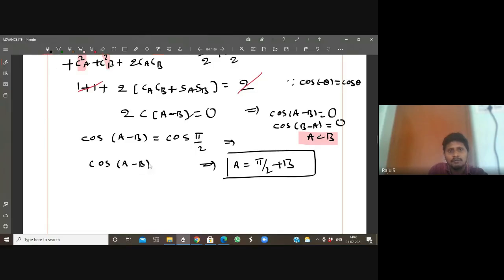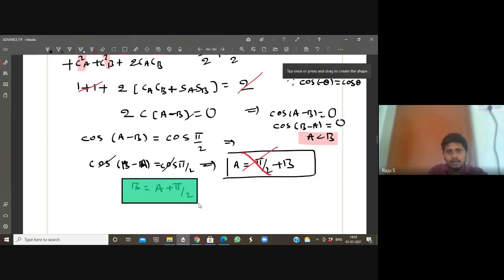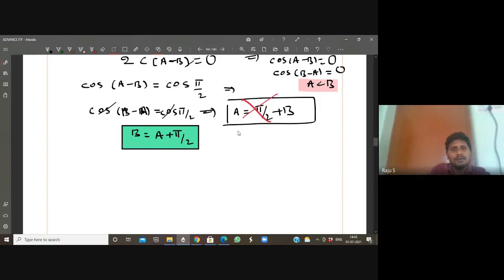Cos A minus B. Right, this I want to write as B minus A, B minus pi by 2. So cos gets cancelled, so B is equal to A plus pi by 2. This is wrong, because A should be lesser than B. This is right. Anyhow, here the B value is A plus pi by 2. Then what is A? What is B?